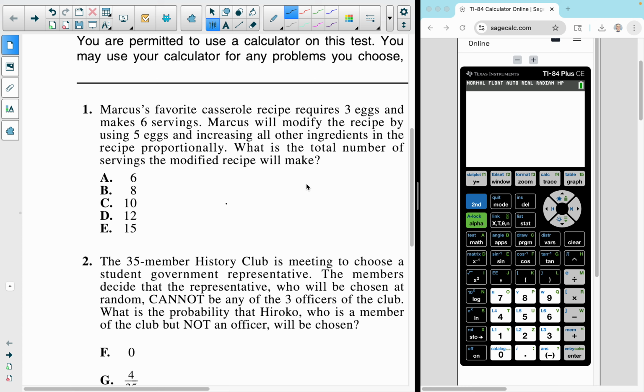So we can look at this as 3 eggs will give us 6 servings. So how many will 5 eggs give us? Proportionally just means that, okay, how do I get from 3 to 6? I multiply by 2, so 5 times 2 is 10. The answer is C.